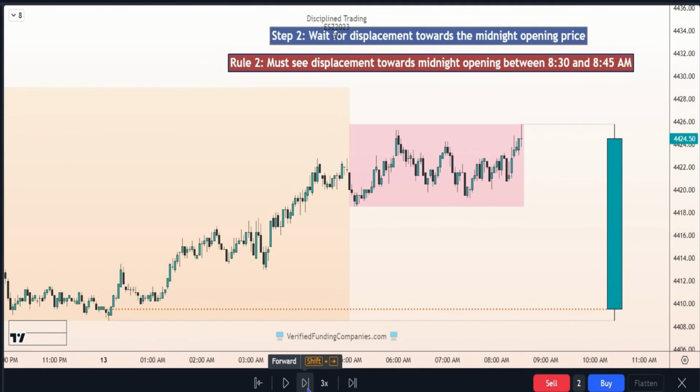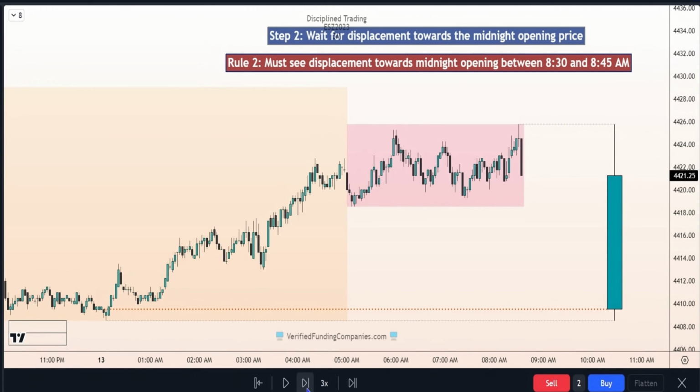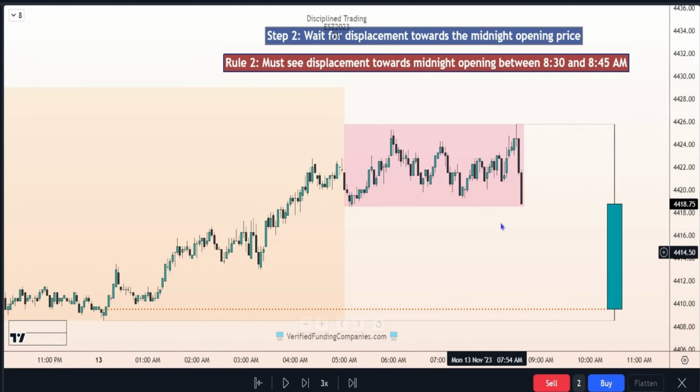So what is displacement? Imbalances, inefficiencies, unusual aggressive price action. So boom, that's pretty aggressive, right? So it's right at 8:33. Let's wait one more second here. Boom, so that's displacement. It's creating a fair value gap here.